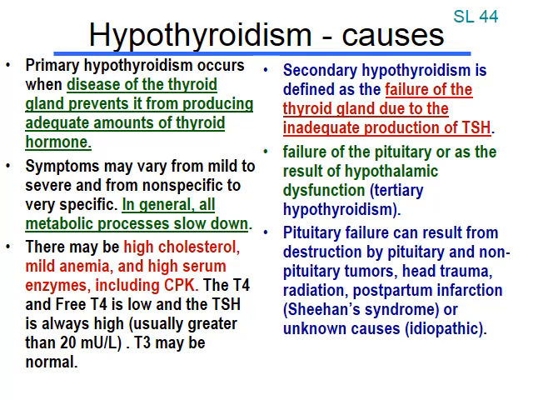Secondary hypothyroidism is defined as the failure of the thyroid gland due to the inadequate production of TSH. So failure of the pituitary or as the result of hypothalamic dysfunction is another cause. And lastly, pituitary failure can result from destruction by pituitary and non-pituitary tumors, by head trauma, by radiation, by postpartum infarction, or through idiopathic causes.